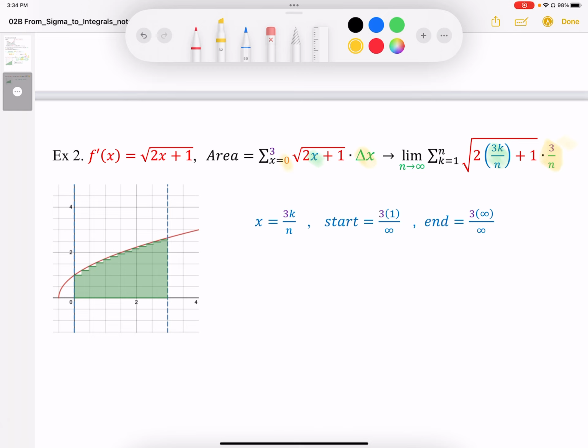When I plug in n is infinity, and why is it 3? Because I need to go from 0 to 3. So when I do infinity divided by infinity, I need that 3 to indicate my interval width. So this 3 in my x expression represents the interval width, and then we're going to do k over n, to go from 0 to the interval width of 3.